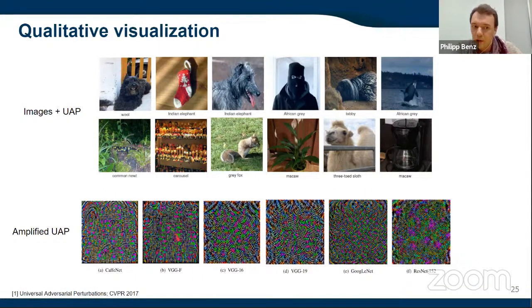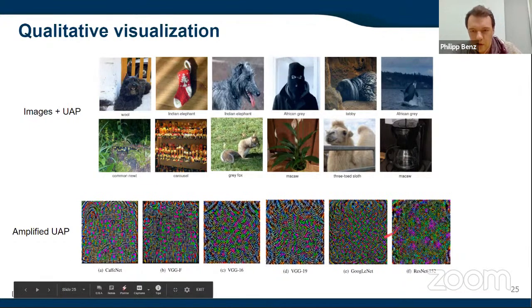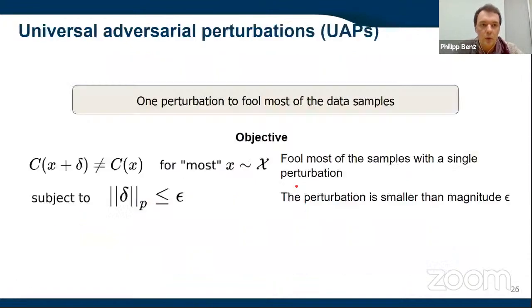But what is very interesting also, if we look at those amplified versions, we can see there is some kind of pattern in them. And we will also try to look a little bit deeper now at what all of those are. But first, maybe again, the objective: we still try to fool our network through our perturbation for most data samples, but we still want to be smaller than this certain magnitude. So not much changed compared to what we previously discussed.